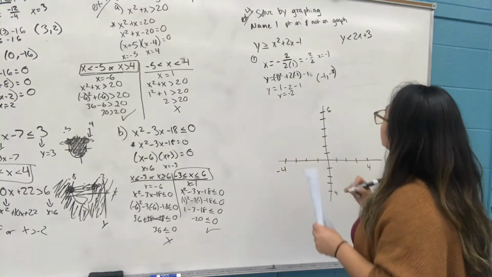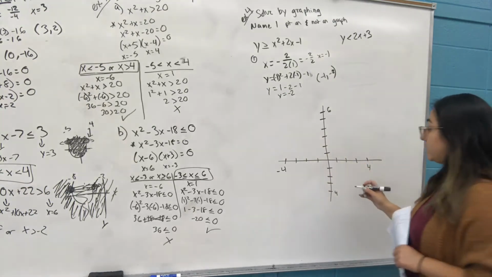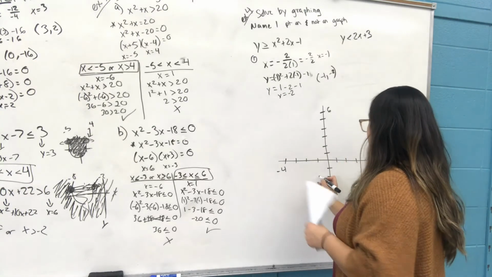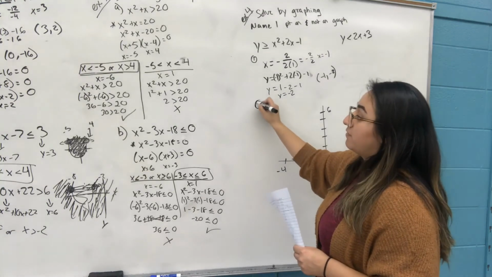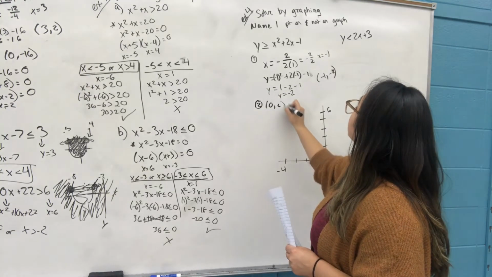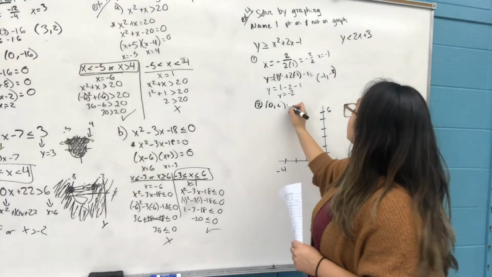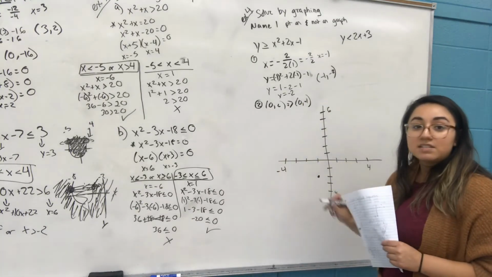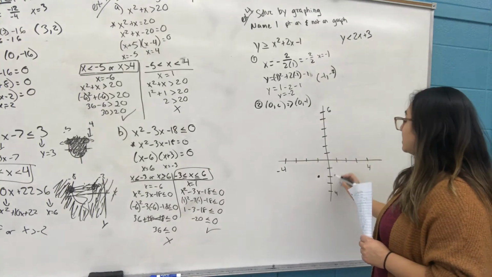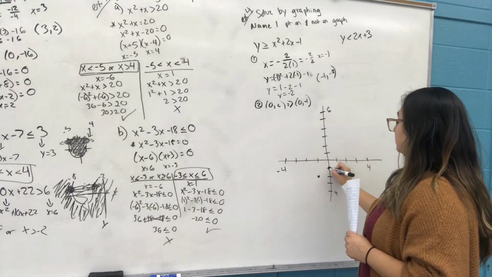-1, comma, -2. If I graph it from here, -1's here, -2 is down here. This is my vertex. Second step, we find our roots. So 0, comma, c. C is our constant. Our constant is -1, so 0, comma, -1. That means that graph is going to hit the y-axis at 0, comma, -1 right here.